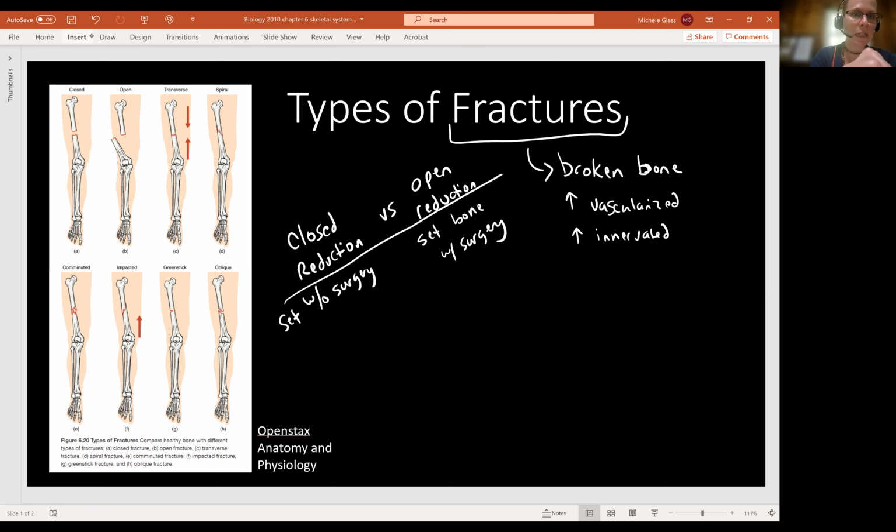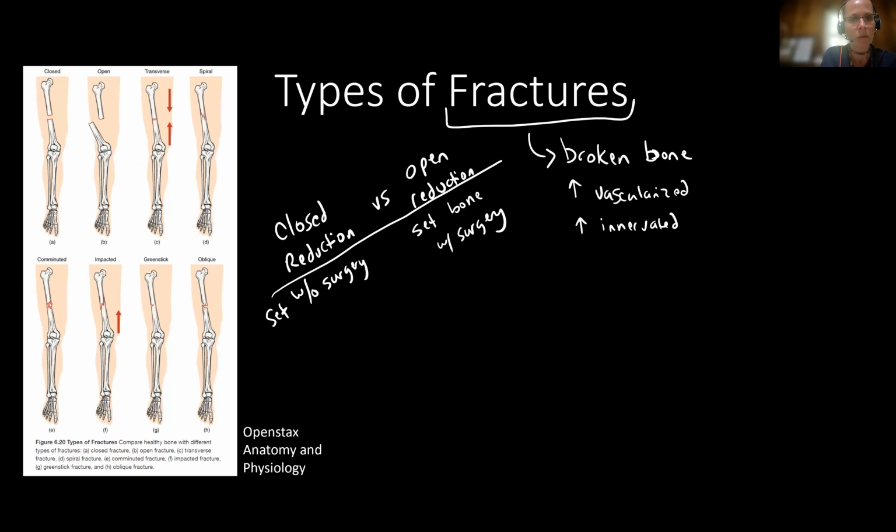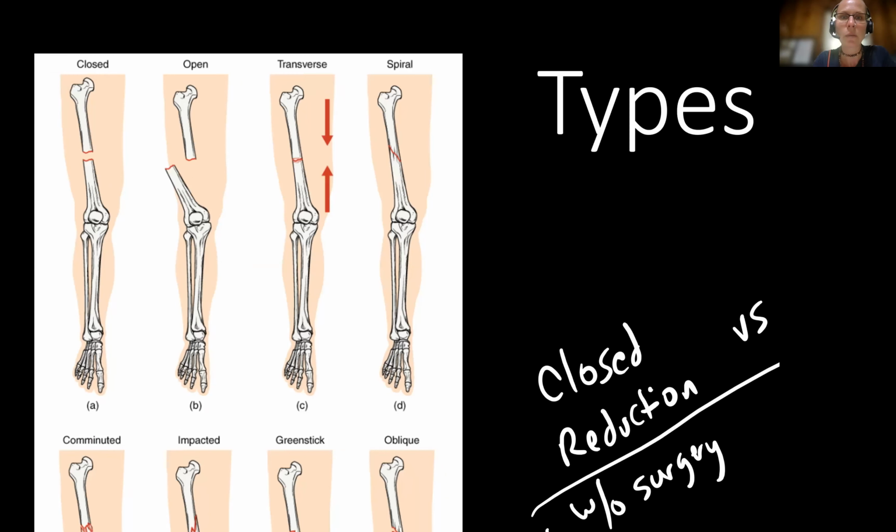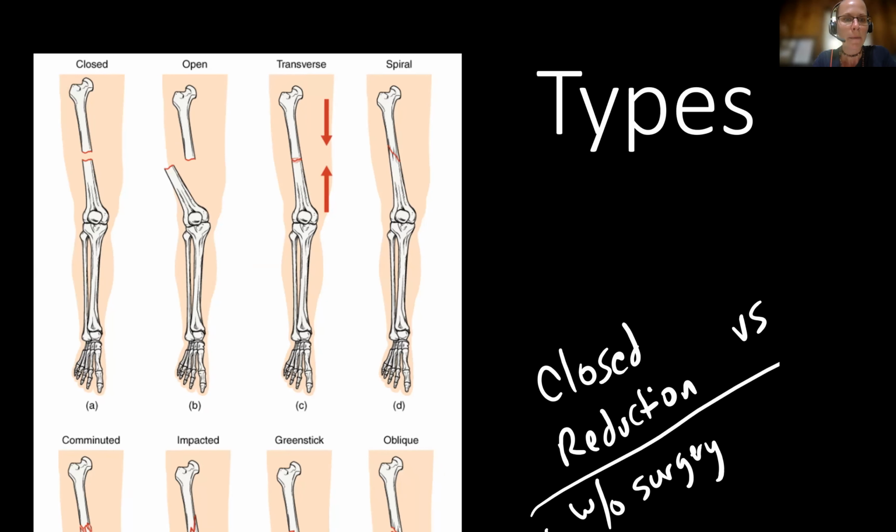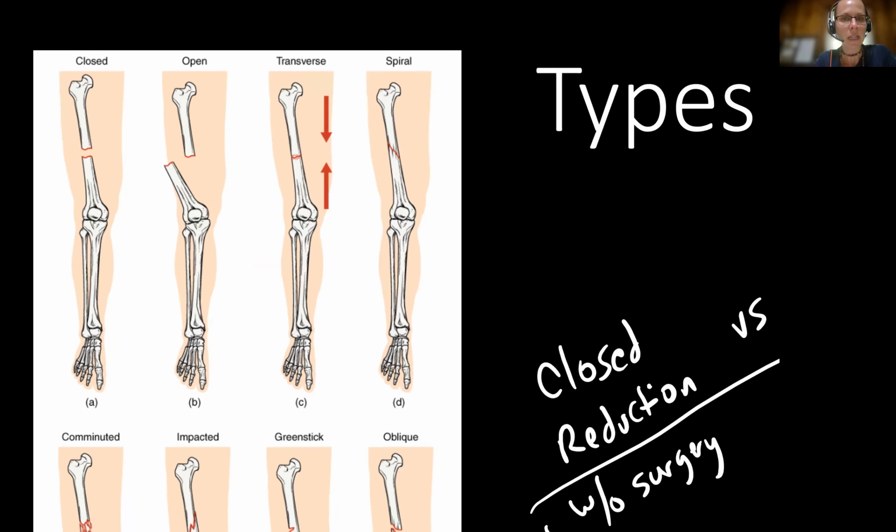So if we take a look at this diagram coming from the OpenStax textbook, we can see some different examples of types of fractures. This diagram is directly in your textbook. A closed fracture, you can see, is happening all inside the soft tissue. There's just a break in the bone, whereas an open fracture has a portion of that bone penetrating out of the soft tissue, extending through the muscle and the skin as well.